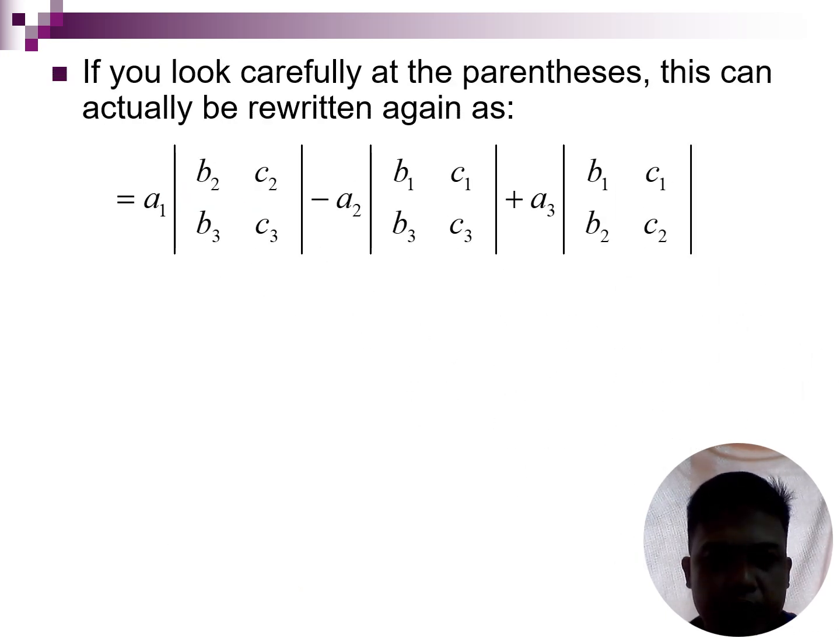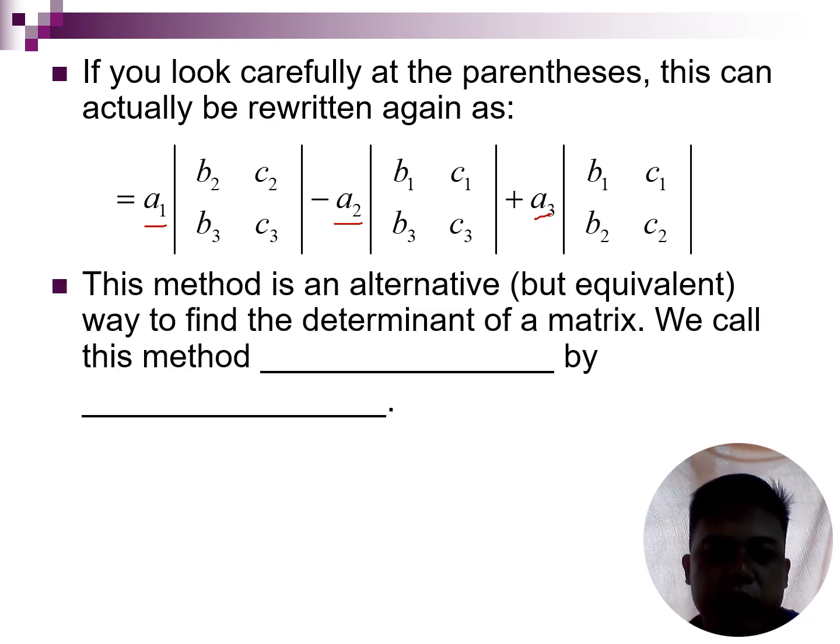Alright, let's proceed with the next one. So we will be arriving with this one. We have this A1, A2, A3, and notice that the signs there are plus, minus, and plus. We need to determine the determinant for the 2 by 2 matrix there given by B2, C2, B3, C3, and so on and so forth. So this method is an alternative or an equivalent way to find the determinant of a matrix. Can you guess what we call this method?